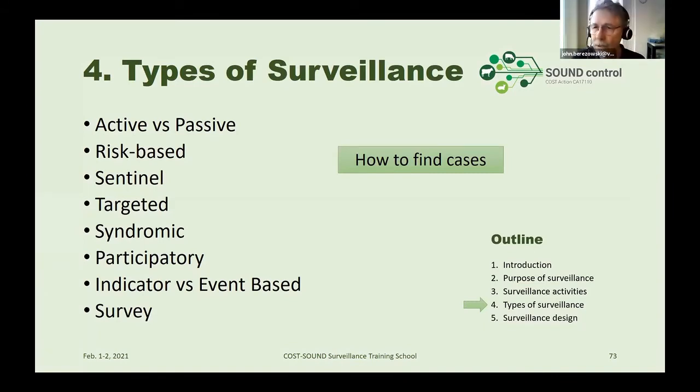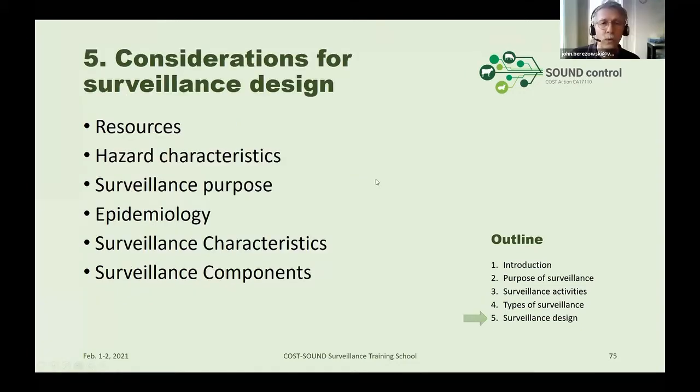Okay, are there any questions? We talked about the different types of surveillance. So before this, we talked about the information that we created with surveillance. These are the different types of surveillance: active versus passive, risk-based, sentinel, targeted, syndromic, participatory, indicator versus event-based, and we talked about surveys.